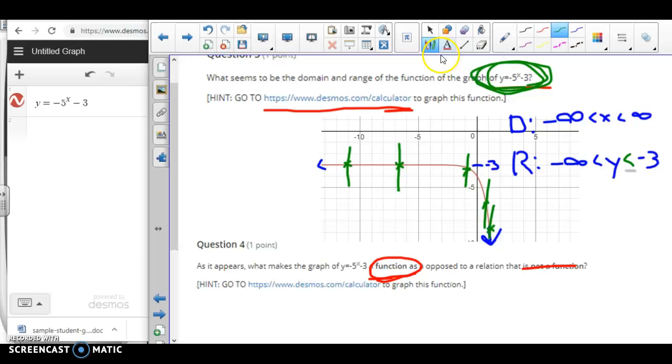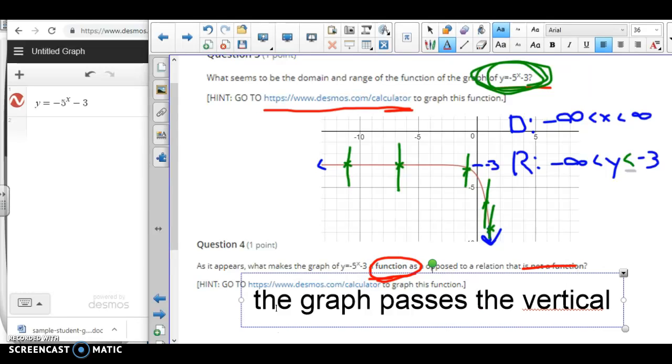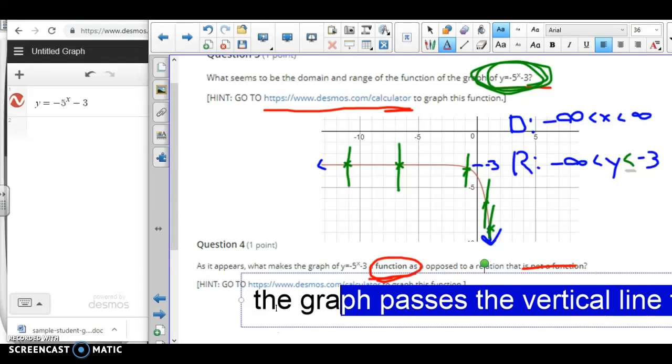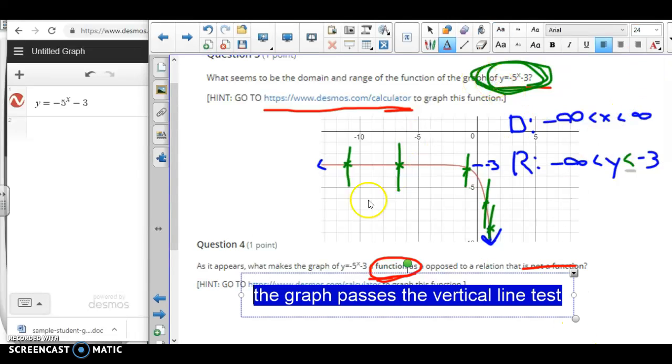So as it appears, what makes the graph a function? The graph passes the vertical line test. Right? That would be an appropriate answer. If you just said it passes the vertical line test, or if you describe what the vertical line test does, that's cool too. Okay, but that's a good answer.